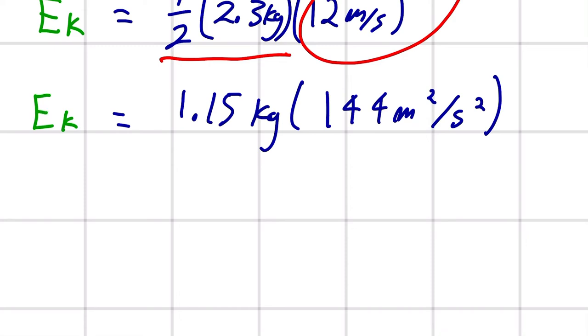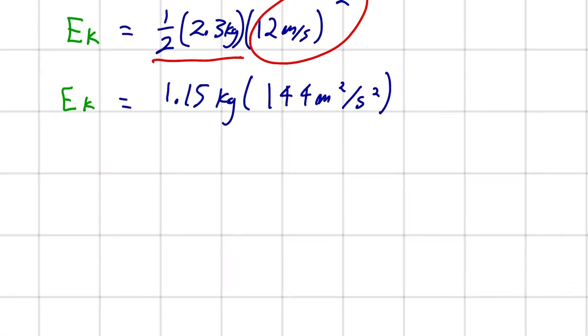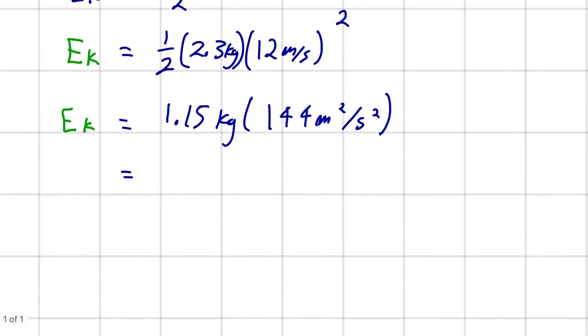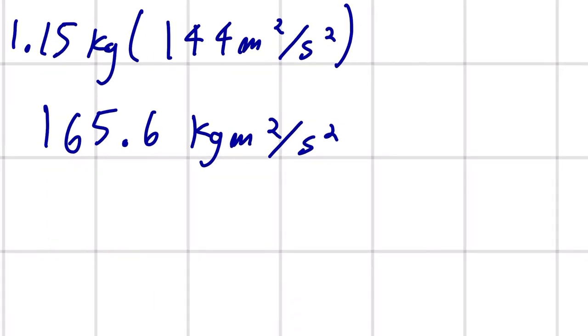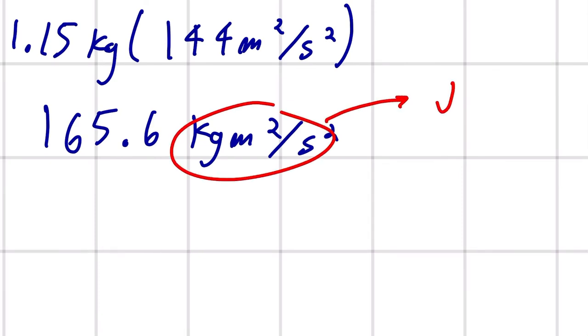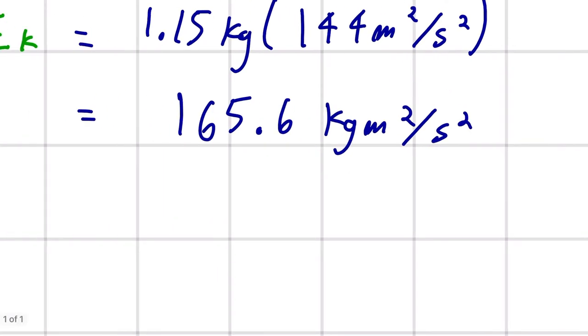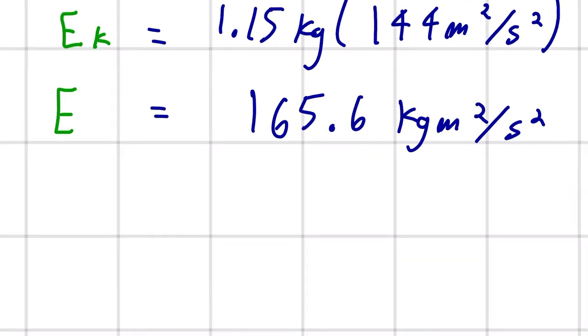Here, I want to write this as at least relatively neat so it's legible. And now we just have to multiply these two terms together, and that'll give us an answer of 165.6 kilogram meters squared per second squared. And you can see this is the units for joules, kilogram meter squared per second squared. And of course, it makes sense because we're looking for energy, and joules is a unit of energy.